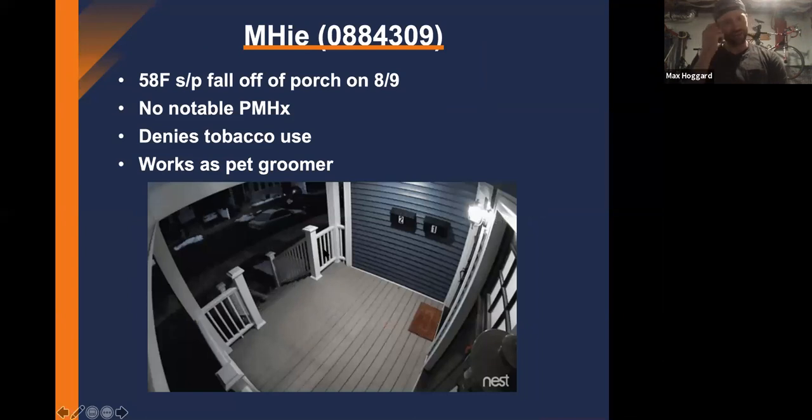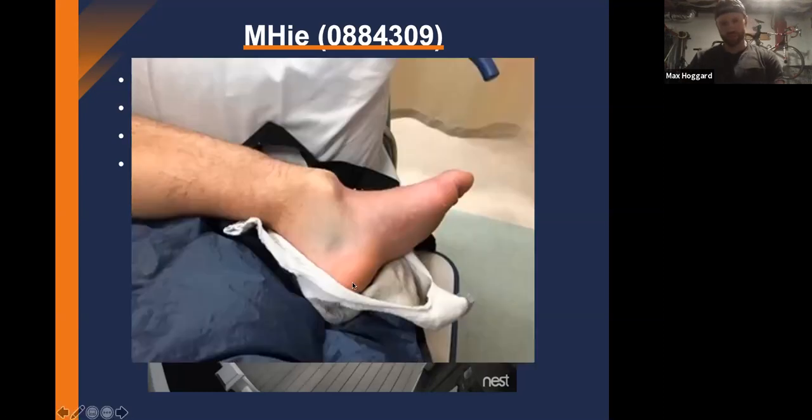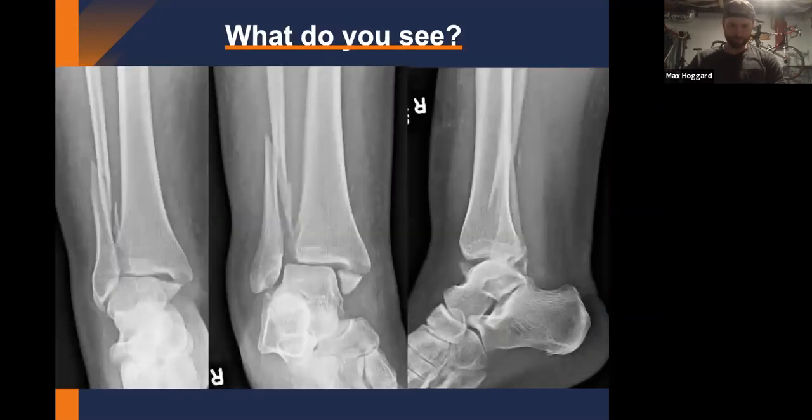All right, so we'll get started. So this first one, some of these you may recognize from Dr. Yarboro's talk, but that should make it easier to answer. This is a 58-year-old who fell off a porch. Otherwise healthy person, was not a smoker. I work as a pet groomer. There's a picture of what the ankle looks like when you see them in the emergency department, and then that's the x-ray that you see.